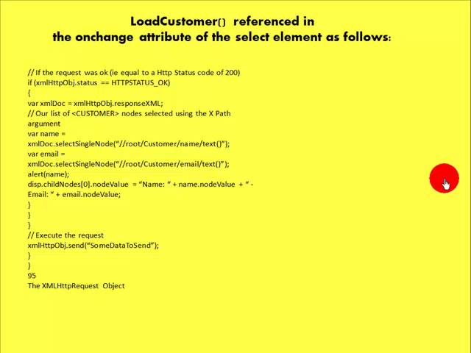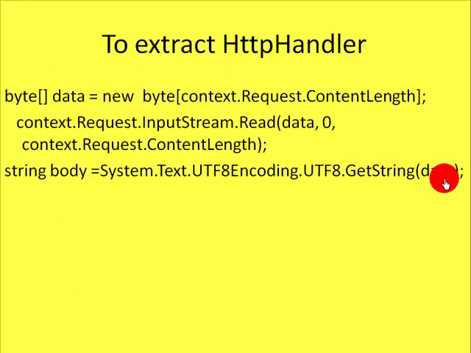request a specific set of data pertaining to that customer's dealings only. To extract data from the request body within your HTTP handler, you can add the following code to the handler implementation section. Here, to extract data in the HTTP handler, examine this code.